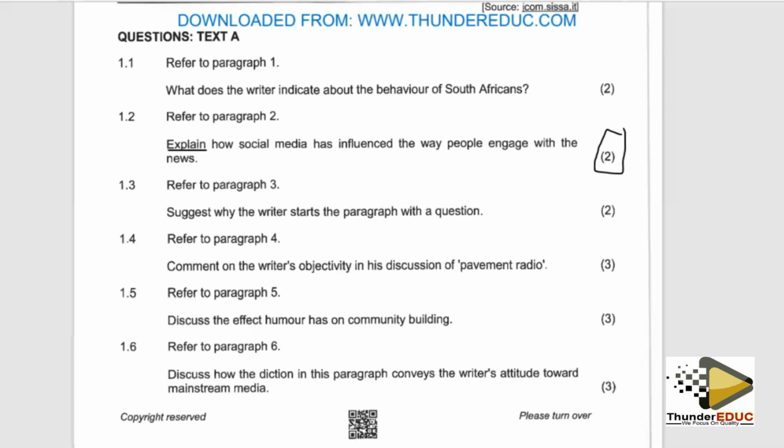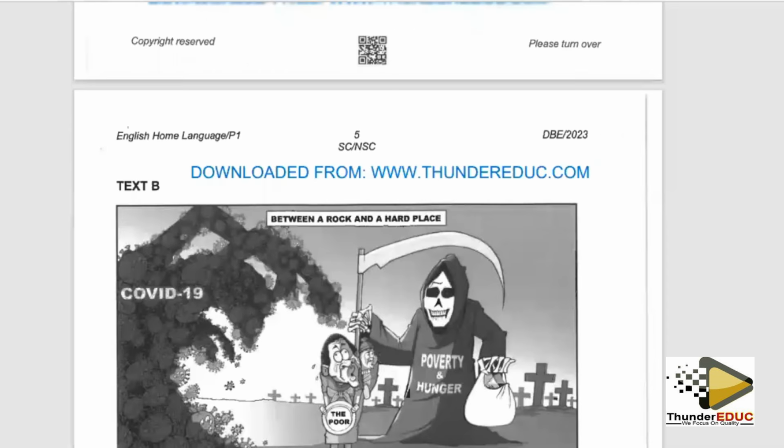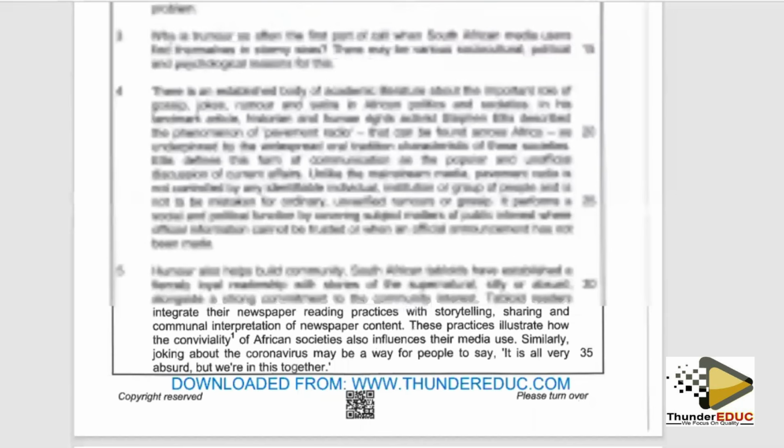When we are going to 1.3, the instruction says suggest. That's what you're supposed to do. So what will you do? You will underline your keyword. What are you suggesting? Why the writer starts the paragraph with a question. Put forward a reason. That is suggestion. You put forward a reason why the writer starts the paragraph with a question. So we must be clear as we're coming in. Let's go to paragraph 2 so that we can look at it clearly.